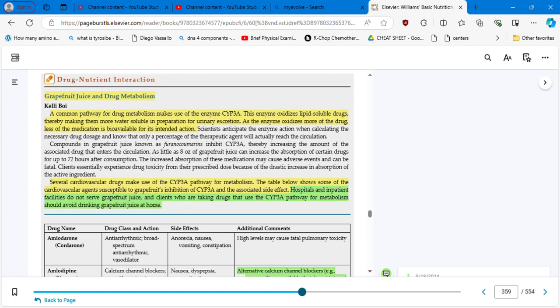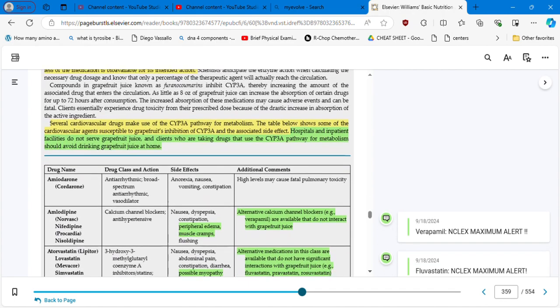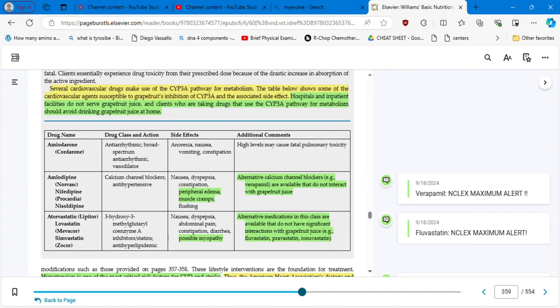So several cardiovascular drugs make use of the CYP3A pathway for metabolism. The table below shows some of the cardiovascular agents susceptible to grapefruit inhibition of CYP3A and the associated side effect. Hospital and inpatient facilities do not serve grapefruit juice, that's true, and clients who are taking drugs that use the CYP3A pathway for metabolism should avoid drinking grapefruit juice at home.